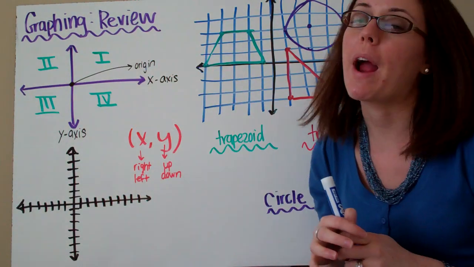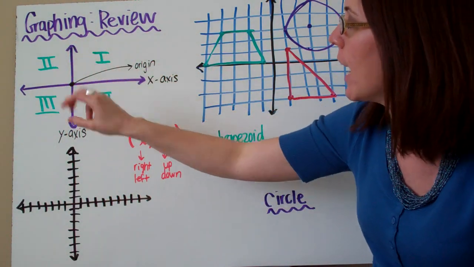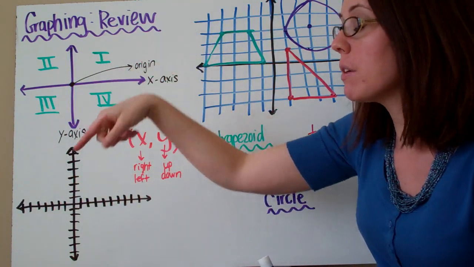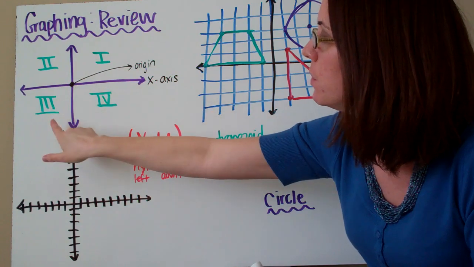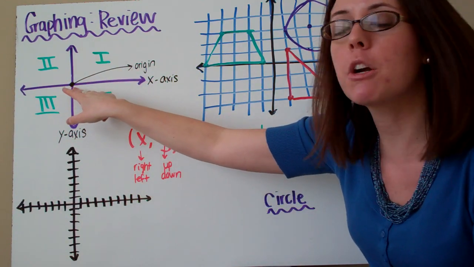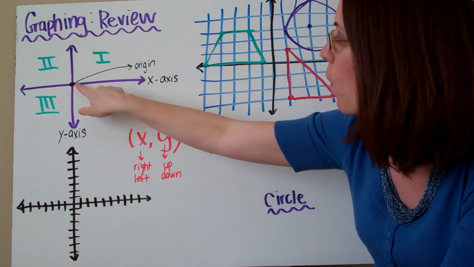Today we're going to be reviewing graphing. Remember, this is our coordinate plane, and it is broken into 4 quadrants. They go counterclockwise, so 1, 2, 3, and 4. Starting here, 1, 2, 3, and 4. The center point where our 2 axes meet is our origin.